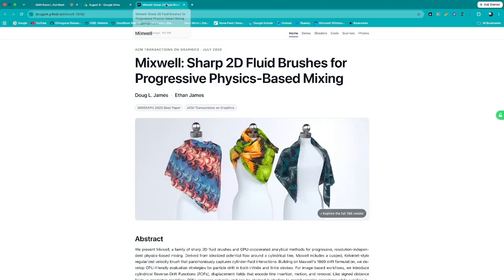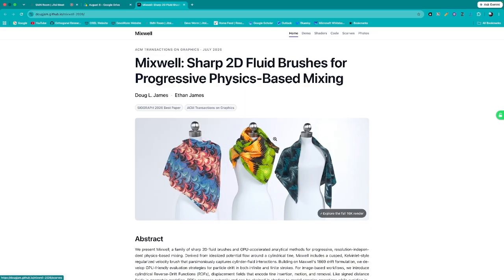First thing I want to talk about, recently, of course, SIGGRAPH was held, and they had a number of papers that were presented there. And this is the SIGGRAPH 2026 Best Paper. And so this is published in ACM Transactions on Graphics. And so this is something called Mixwell, sharp 2D fluid brushes for progressive physics-based mixing.